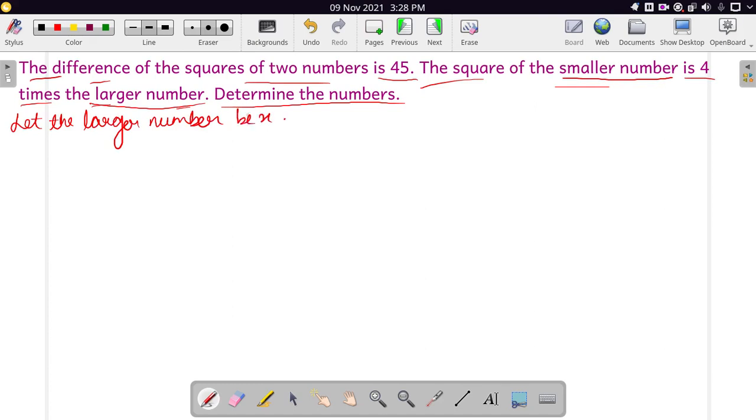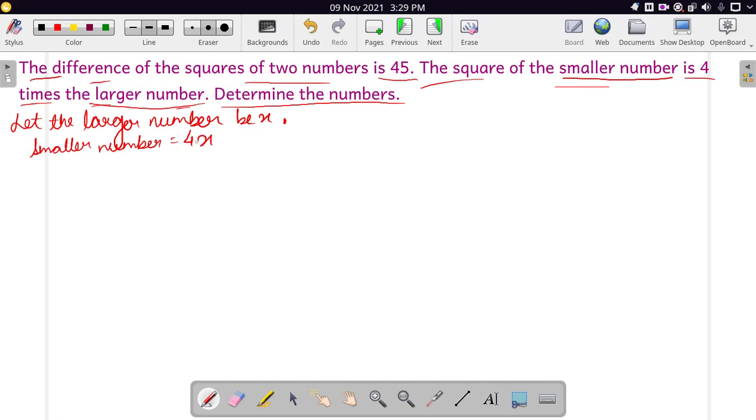Now what is the smaller number? Then the smaller number is 4x, right? By the second sentence, because the square of the smaller number is 4 times the larger number, so the smaller number is 4x.